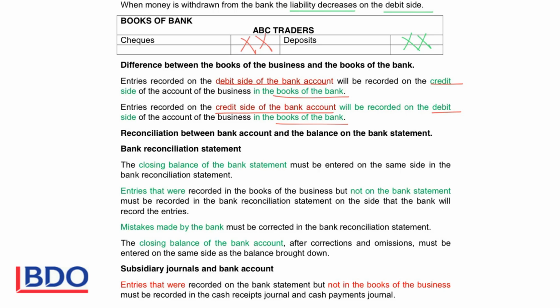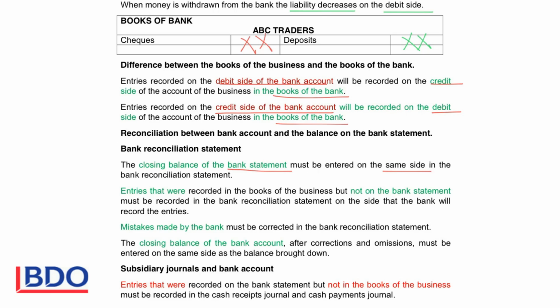When we want to prepare this bank reconciliation statement, we will take the closing balance in the bank statement. So it's the last figure on your bank statement that will be entered on your bank reconciliation statement on the same side as it appeared in the bank statement. So if the bank has a positive figure on the bank statement, it will be a credit balance. If there's a minus before the figure, it means that it will be a debit balance.